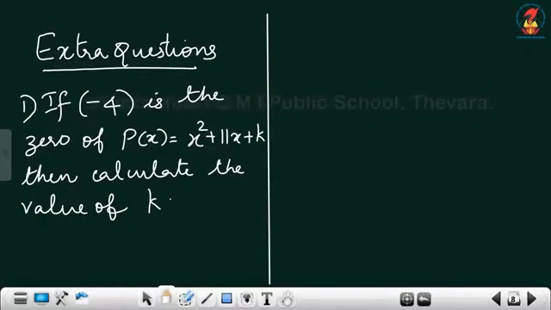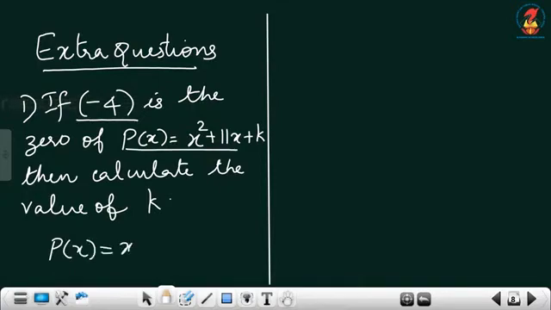Some extra questions. First question, if minus 4 is the 0 of p of x is equal to x square plus 11x plus k, then calculate the value of k. What is given is minus 4 is a 0 of this. So p of x is equal to x square plus 11x plus k. Minus 4 is a 0 of this polynomial means p of minus 4 equal to 0.